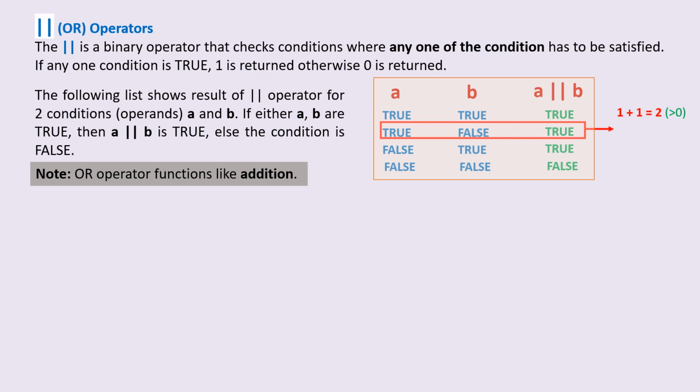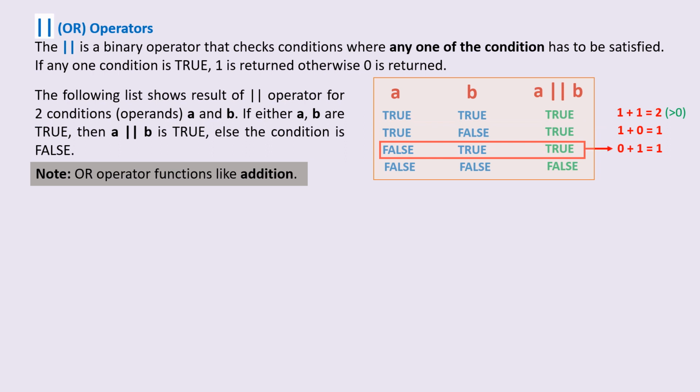Similarly, when A is true and B is false, A or B is 1 plus 0, which is 1, or true. Next, A is false and B is true. So it's 0 plus 1, which is 1. So the result is true, or 1. And finally, when both A and B are false, it's 0 plus 0, which is 0 or false.